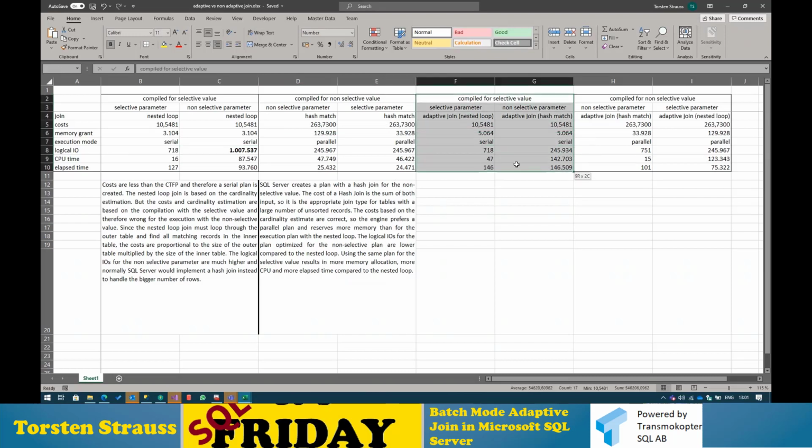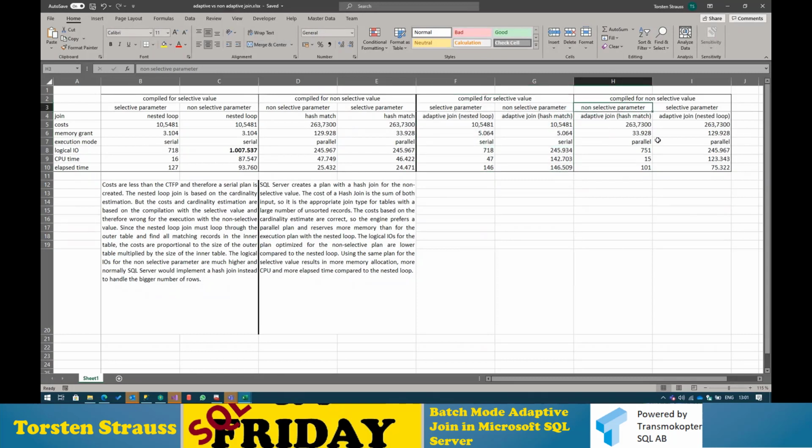So that is caused by parameter sniffing, and that is one solution to avoid parameter sniffing. You can do the same with a hint, option recompile or whatever, but you do not need to worry about recompiling the stored procedure. You just have to allow SQL Server to use adaptive join.